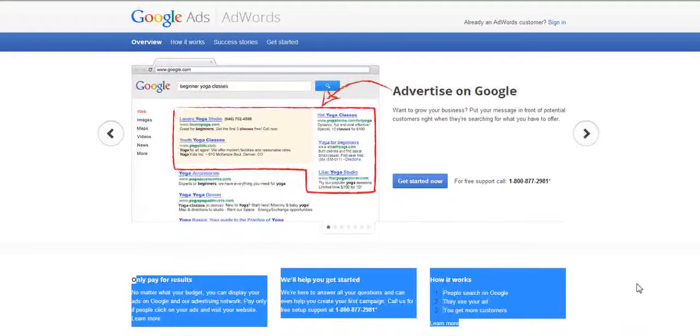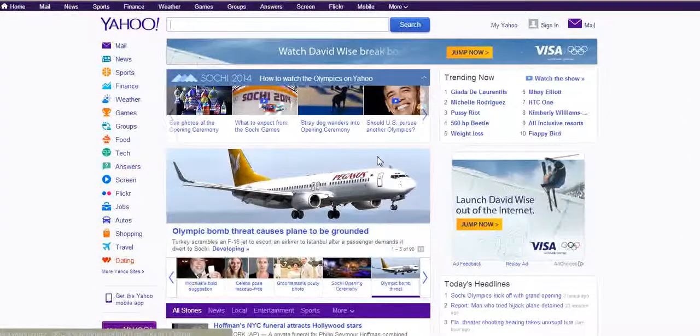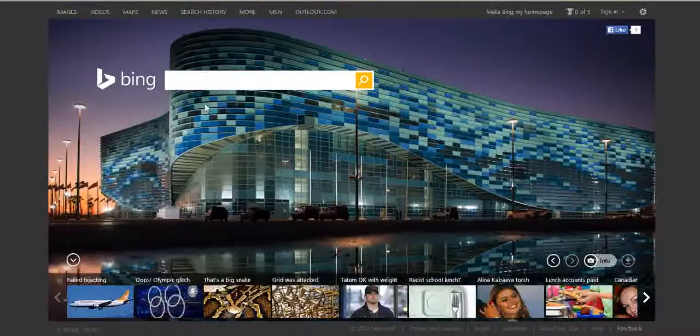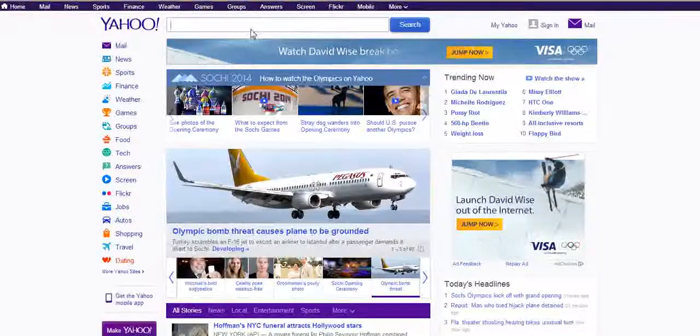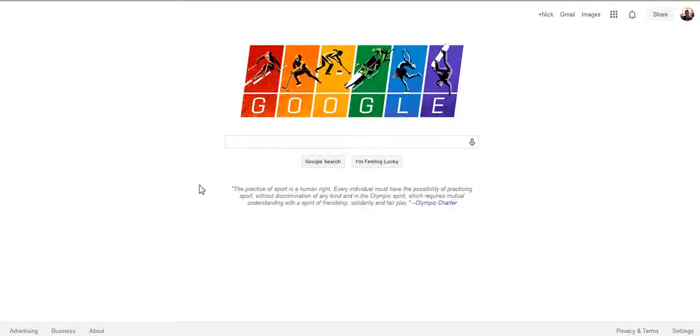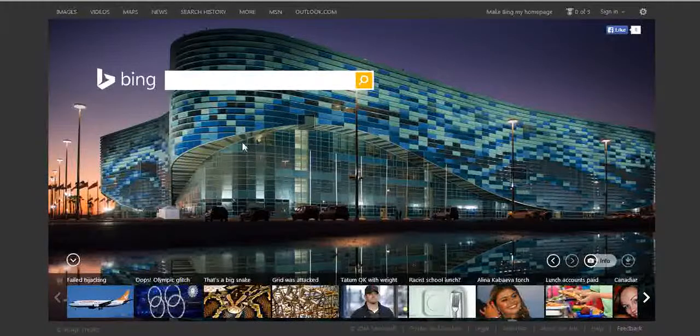Now, if you don't know, Bing is partnered with Yahoo. It serves ads on both search engines, so Bing and Yahoo. Now we'll get into some of the differences for you. Google gets about 65% of the search traffic, while Bing gets about 25%.